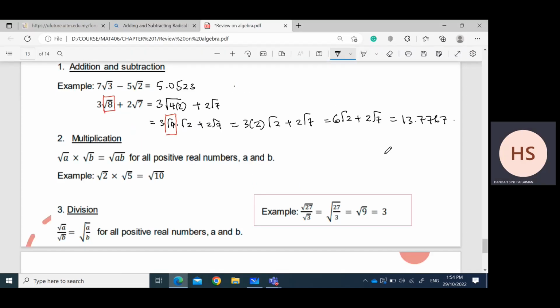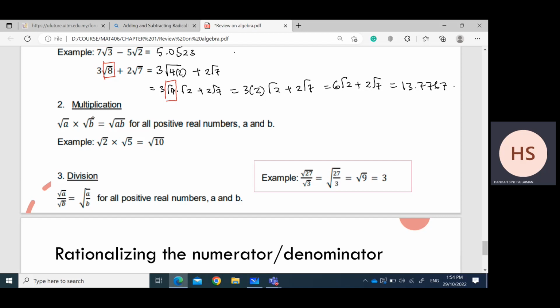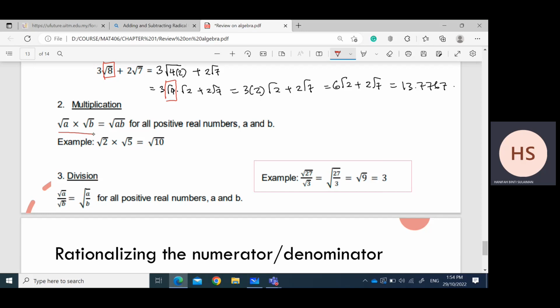Okay, so next we have multiplication. Multiplication is based on rule 1. Dia adalah berdasarkan daripada rule 1 tadi, which is square root of A times square root of B is also equivalent with square root of A times B, for all positive real numbers A and B. So we need to make sure that these two real numbers must always be positive. For example, we have square root of 2 times square root of 5. It is also equivalent with square root of 10, which comes from square root of 2 times 5. So you will get square root of 10.